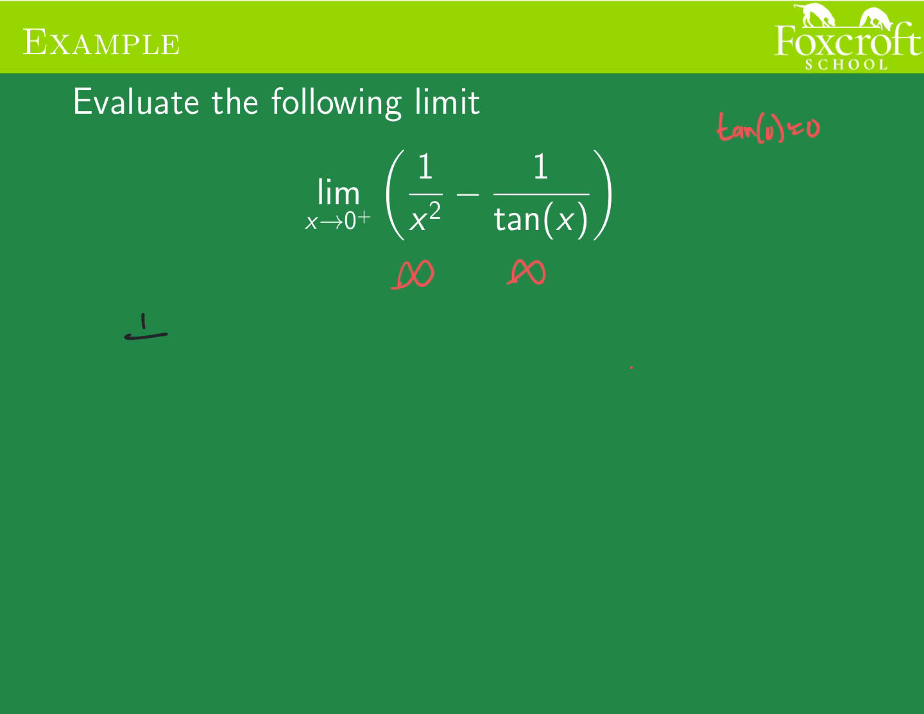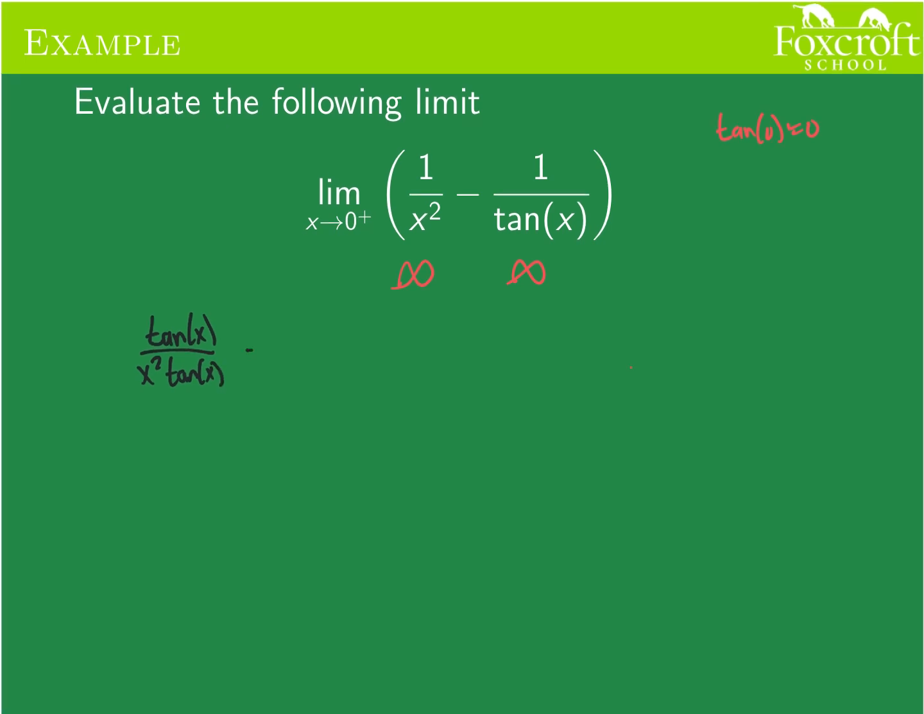So in the left-hand fraction, I'm going to multiply the top and bottom by tangent. In the right-hand fraction, I'm going to multiply the top and bottom by x squared. And I'm doing that because I'm getting a common denominator. Now I can combine this into tangent of x minus x squared over x squared tangent of x.